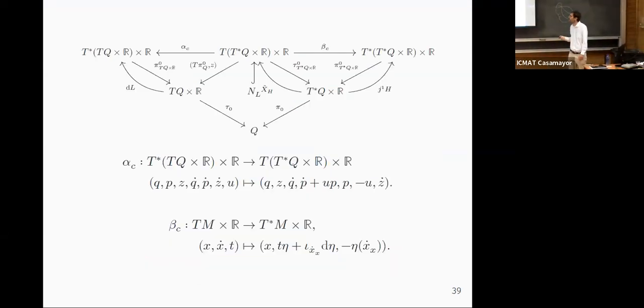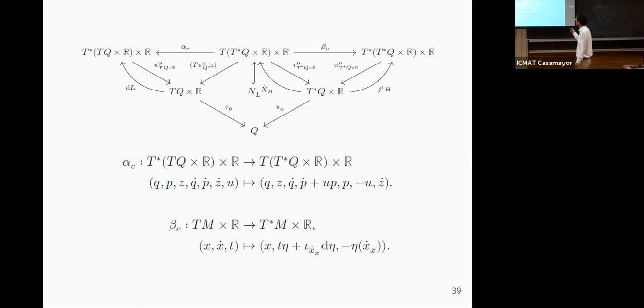This is the Tulczyjew triple formalism. Basically, this is the Hamiltonian part, this is the Lagrangian part, and you have these isomorphisms, alpha and beta, that take the dynamics from one of these manifolds to another. They are all represented as submanifolds. They can be images of the Hamiltonian vector field, they can be images of one-jets.